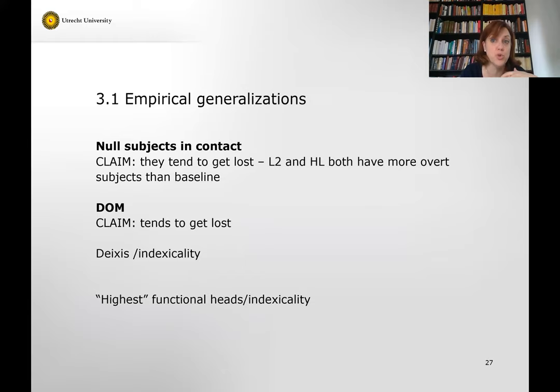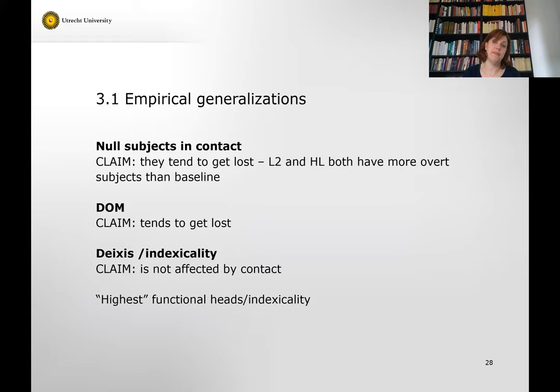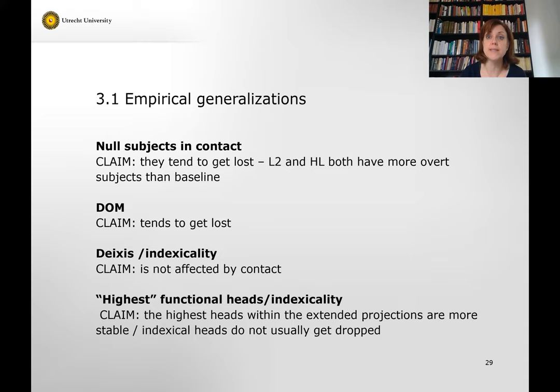Deixis is usually not affected by contact, so deixis stays the same. The pronominal system remains invariant, doesn't vary because of contact. The demonstrative system varies a little bit, but it is much more stable. And the highest functional heads indexicality, this is a generalization that is observed by Masha Polinsky, and she tentatively assumes that the highest functional heads in a functional projections are the ones that are indexical, like D and T in particular. So they should be the more resilient, like person, etc. So we tried to check whether these things are true. These generalizations are mainly based on macro contact. Again, contact between two languages that are typologically very different and for which the speakers can perceive the difference.